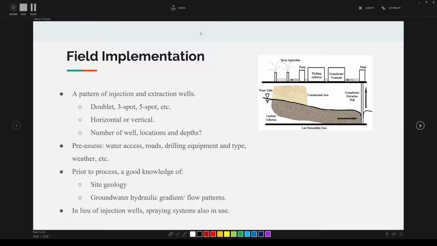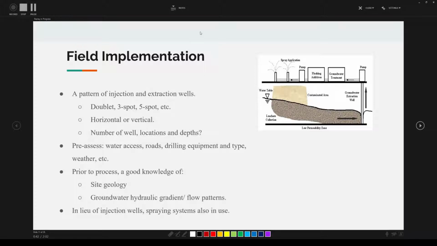We must have a way of injecting the additives and of extracting both the additives plus the contaminant. So we must always have at least two wells, but we can also have a three-spot pattern, where there's either one injector and two producers, or two injectors and one producer. There's similarly a five-spot pattern, and also seven-spot patterns. The wells can be horizontal or vertical. We determine the number of wells, their locations, and their depths based on the field study, which is done prior.